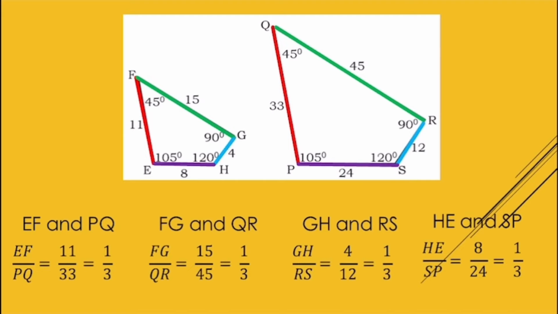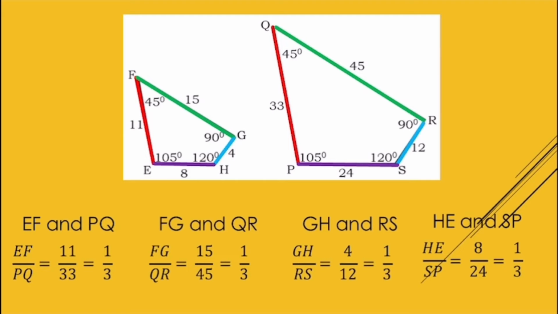Now, in writing a similarity statement, make sure that the corresponding angles of the polygons are written in the same order. The similarity statement can also be based on the correspondence of the sides of the polygons. In the previous example, the similarity statement parallelogram EFGH is similar to parallelogram PQRS indicates that angle E is congruent to angle P, angle F is congruent to angle Q, angle G is congruent to angle R, and angle H is congruent to angle S.